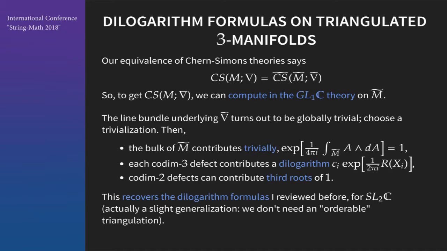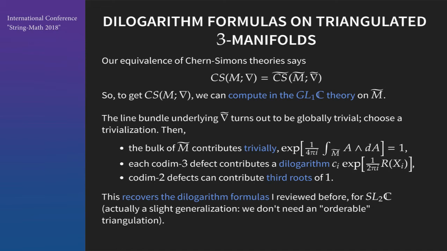Okay, so now let me explain where these dilogarithm formulas come from this point of view. I told you that there's supposed to be an equivalence between Chern-Simons theories, the Chern-Simons theory downstairs on this triangulated 3-manifold, and the Chern-Simons theory upstairs on its cover. So what that means is if I want to compute the Chern-Simons invariant downstairs, I can compute it in this GL1 theory with defects upstairs. Well, how do I compute in the GL1 Chern-Simons theory? In general, that doesn't sound so easy.